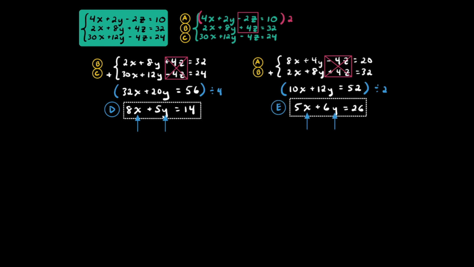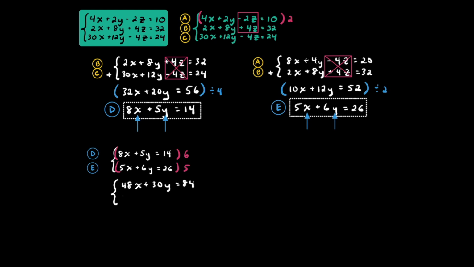Notice how equations D and E both have just x's and y's. In looking at equations D and E, I feel like eliminating the y's. To do that, I'm going to multiply equation D by 6 and multiply equation E by 5. Once we do that, equation D is going to be 48x plus 30y is equal to 84, and equation E is going to be 25x plus 30y is equal to 130.